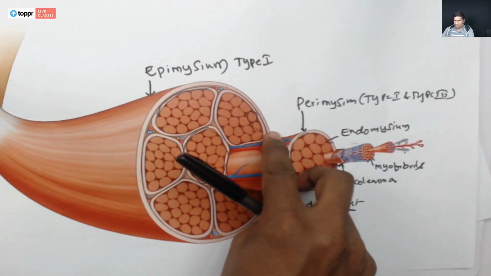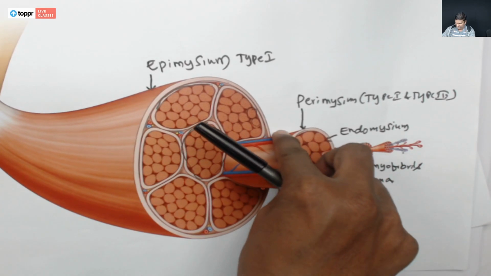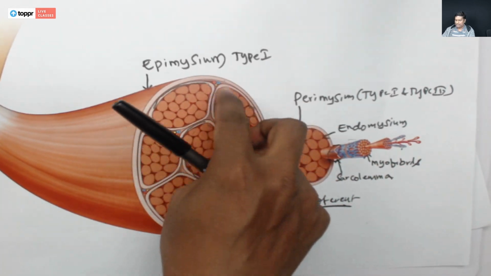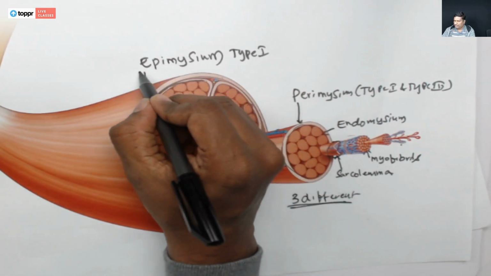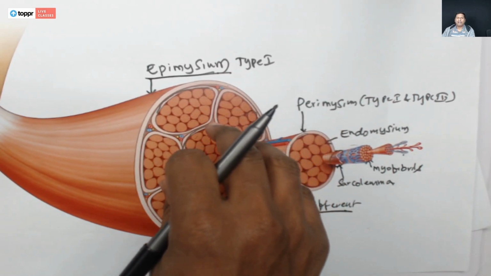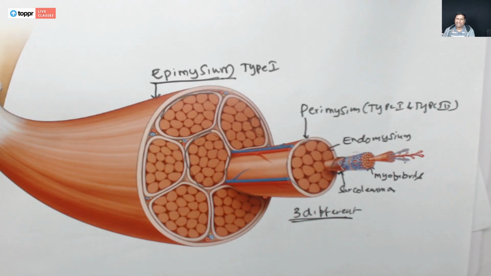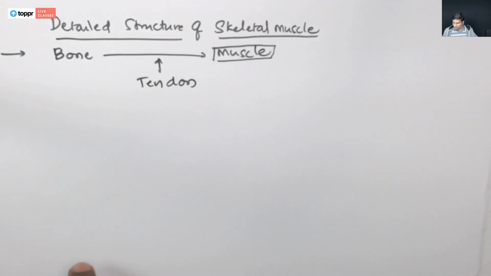And this entire thing, where you have perimysium surrounding the many muscle fibers, is called the fascicle. Okay, this is one fascicle. So you have several fascicles, and many fascicles are surrounded by a connective tissue called the epimysium. So epimysium is covering a group of fascicles, and each fascicle has a perimysium with the muscle fibers inside. Okay, so that is the detailed structure of the skeletal muscle.